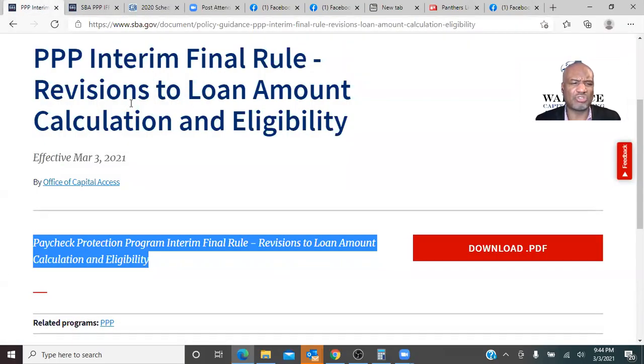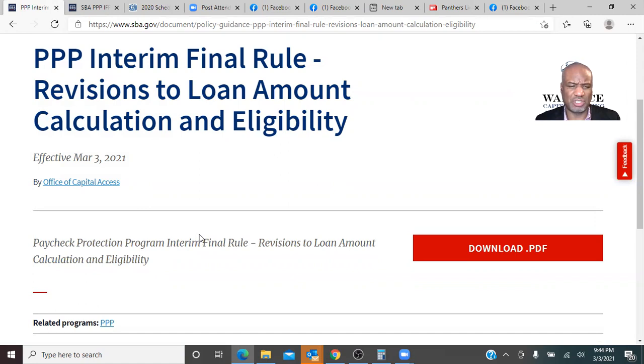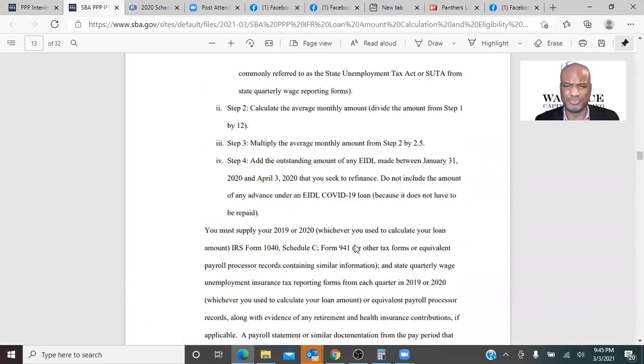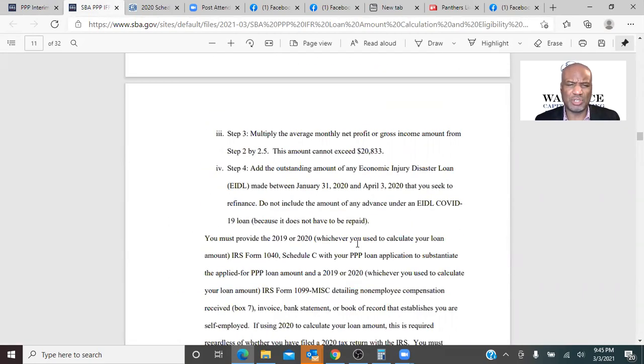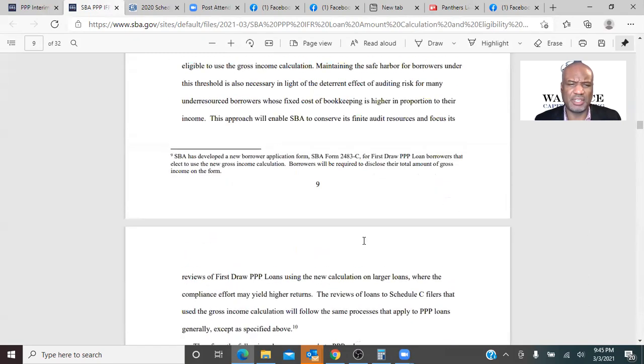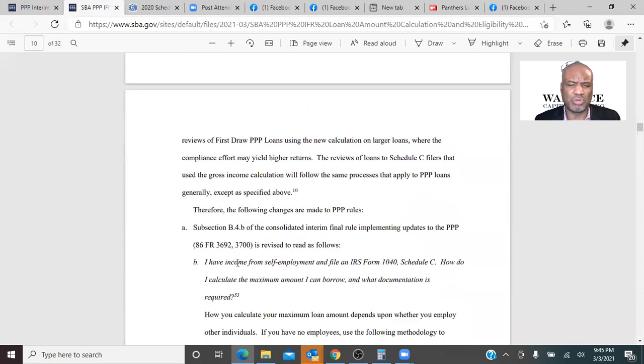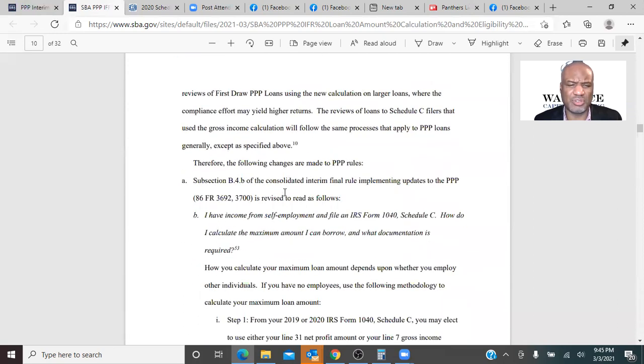So I got this information directly from the SBA website, and you see here the Paycheck Protection Interim Final Rule and the revisions to the loan amount and calculation and eligibility. I want to go over this so you'll see exactly how to qualify. So we go here, it's the final rule here, and you go through and look at it.